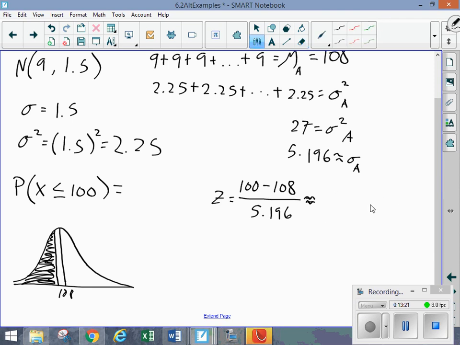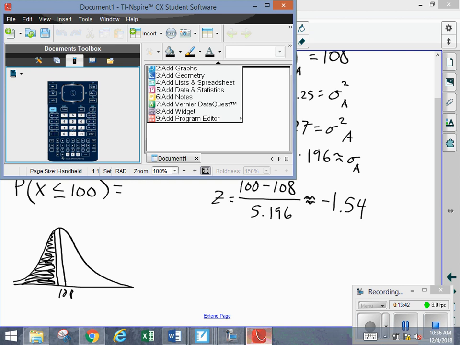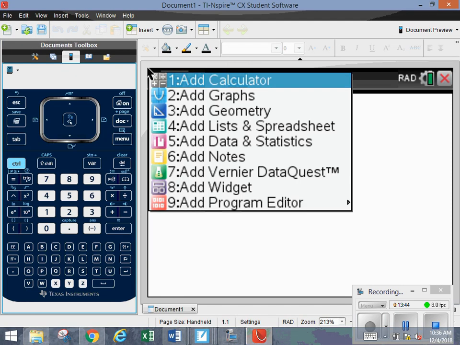So we're going to go negative 8 divided by 5.196, which is going to be approximately negative 1.54. If we round, alright, let's go to our calculator. The real calculator. Maybe that's the problem. Maybe I should have been using minus 5 the whole time. And I'll get out my calculator button.